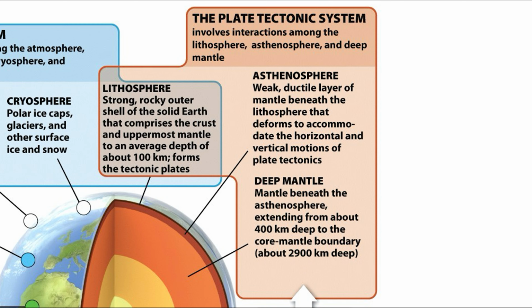The asthenosphere, asthene meaning weak, or weak sphere, is a weak ductile layer of mantle beneath the lithosphere that deforms to accommodate the horizontal and vertical motions of plate tectonics, the movements of plates. The deep mantle is the mantle below the asthenosphere, extending from about 400 kilometers depth to the core mantle boundary at about 2,900 kilometers depth. These geosystems are in turn energized by the Earth's internal heat.